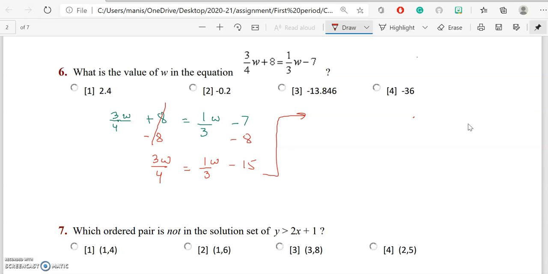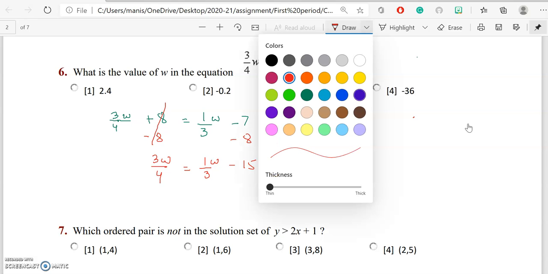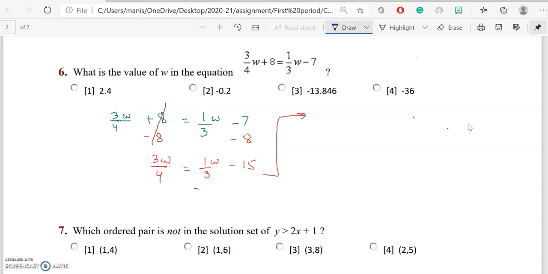Now I will subtract 1 over 3 w from both the sides. So this will be cancelled out. So this will be 3 over 4 w, or 3w over 4, minus 1w over 3 is equal to -15. Alright, so this is my w.